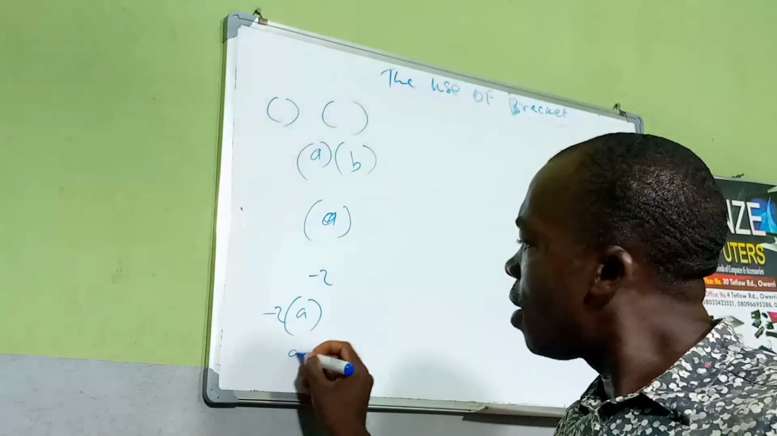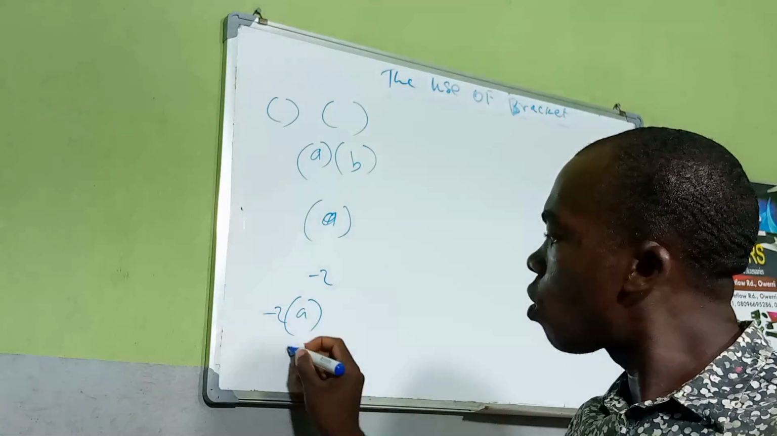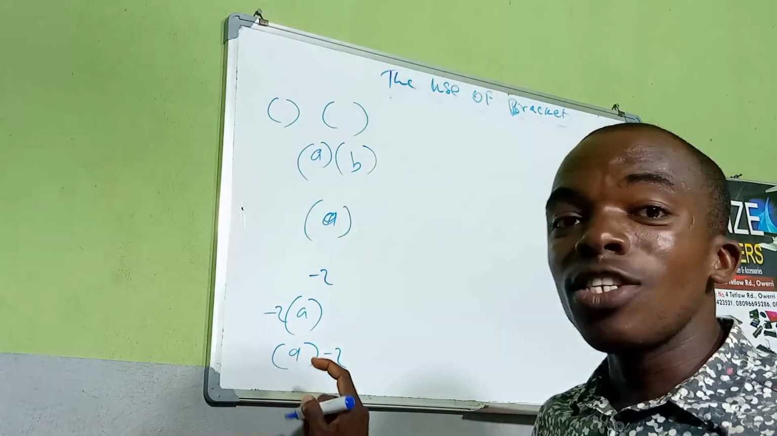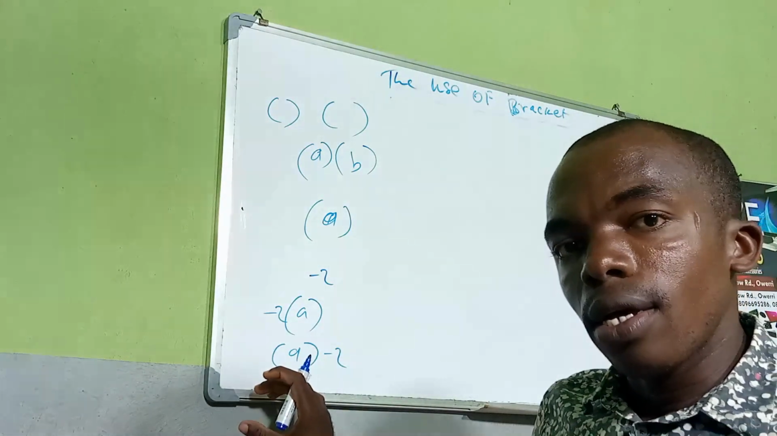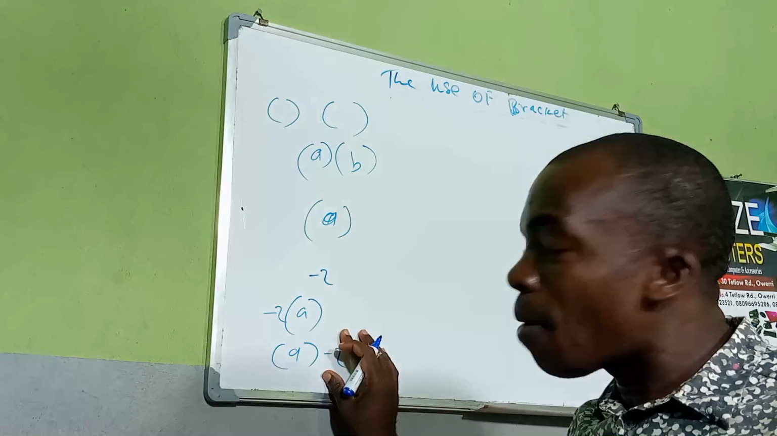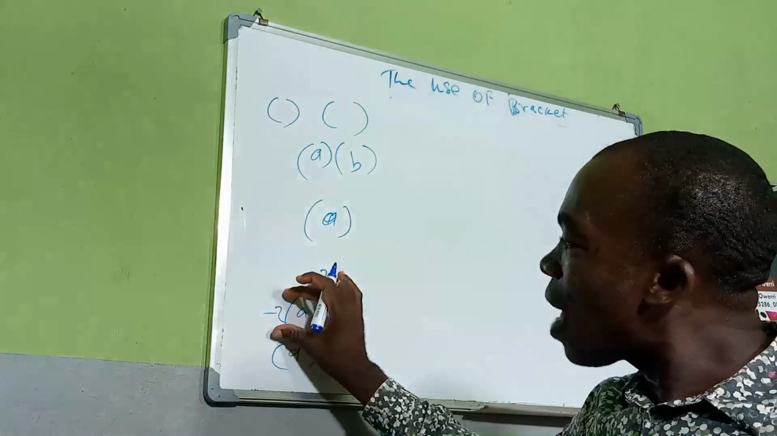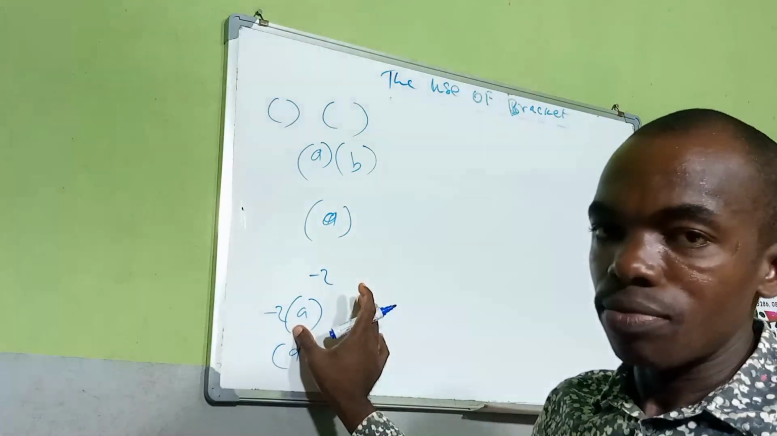Now, if I have a, watch this. If I have a, close bracket, -2, this thing is a very different thing. This one means you are subtracting -2 from a. Do you get? So this one is subtracting -2 from where? From a. But this one means multiply -2 by a.